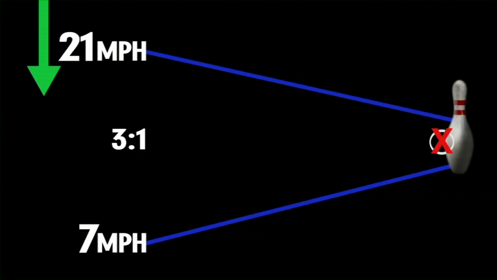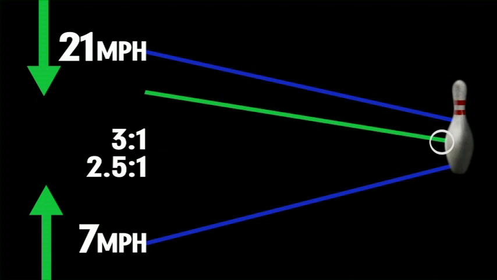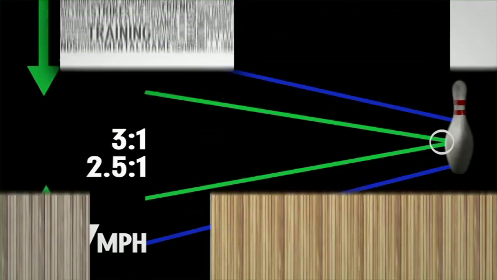So we either have to reduce how fast we're throwing it, or we have to increase how fast it's spinning. We have to reduce the ratio. So instead of going to 3 to 1, we might want to go to 2.5 to 1. That way the ball has a chance to match up going into the pins. And that's what we call the release ratio.